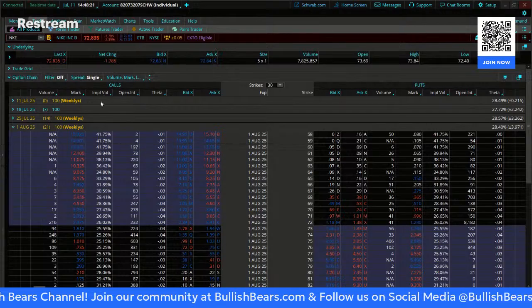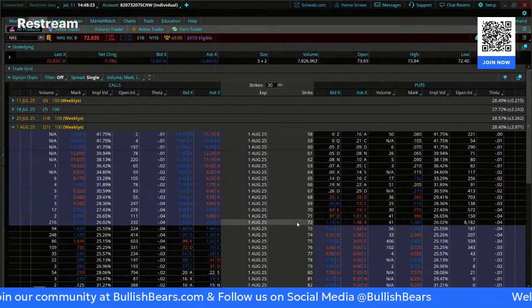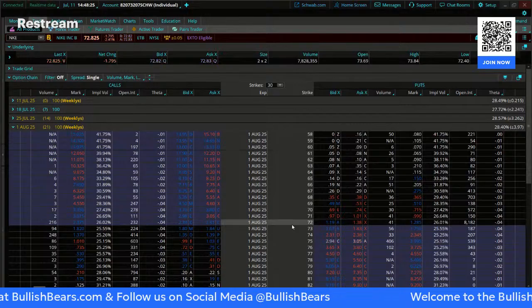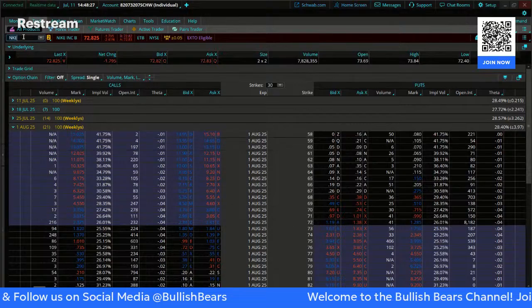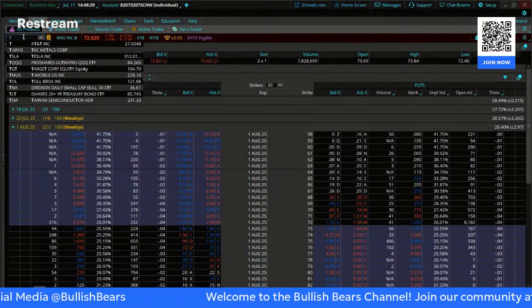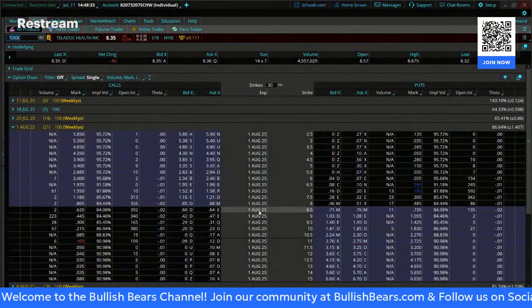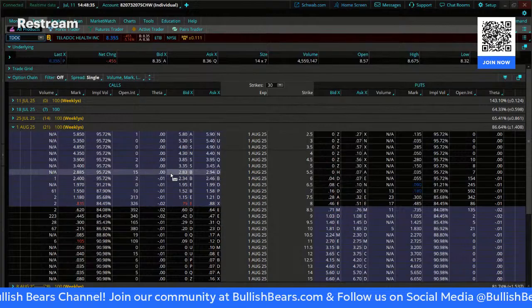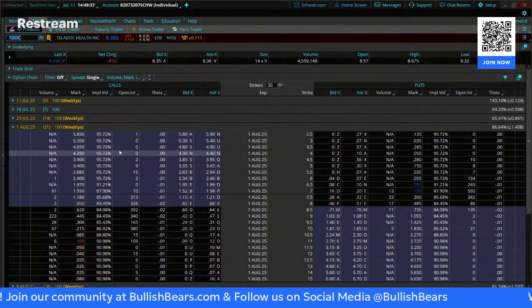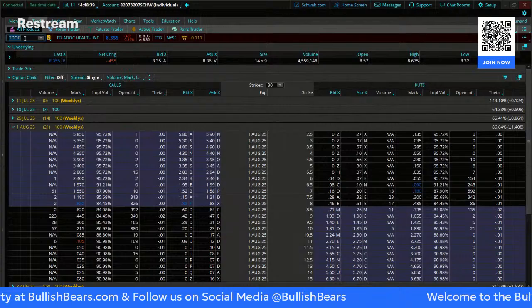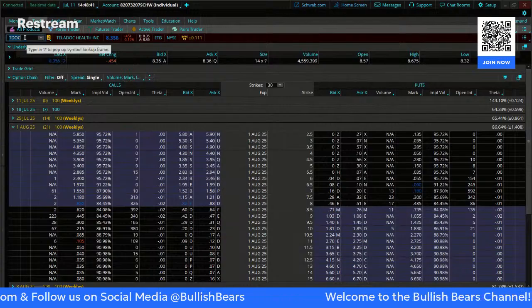Now I'm looking at Nike. It's less than $100 and it has $1 wide strikes. I'm good with that. No problem. But if you bring in a stock and it's less than $100 and you go to look at the options chain and it's got $2.50 wide or $5 wide, you're in trouble. Like you got some issues there.